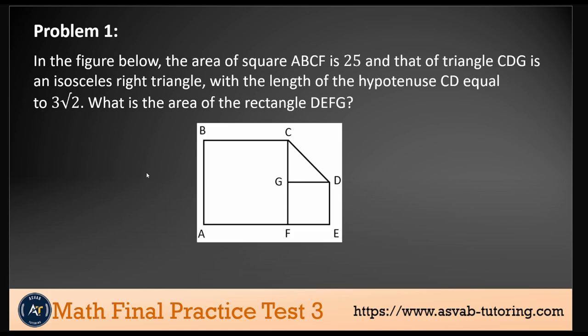In the figure below, the area of square ABCF is 25, and triangle CDG is an isosceles right triangle, with the length of the hypotenuse CD equal to 3 multiplied by the square root of 2. What is the area of the rectangle DEFG? Now, of course, I'll let you give it a try first before I take a crack at it. Okay, I'm assuming you've already given it a try. So let's solve this together.